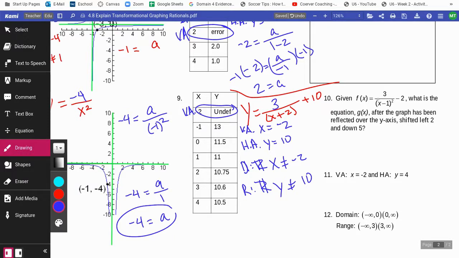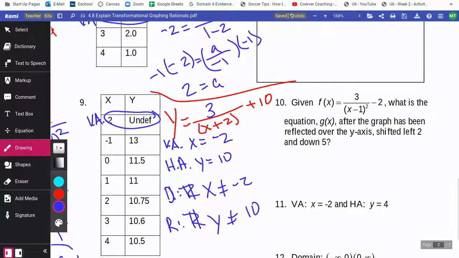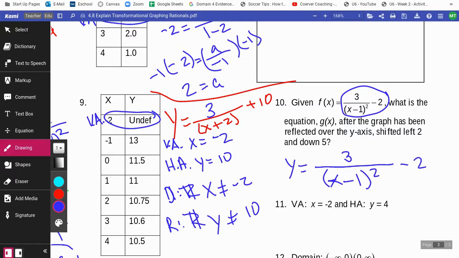So it says, number 10 here, given this equation, what is the equation after the graph has been reflected over the y-axis, shifted left 2 and down 5? So here's a little bit different. I'm starting with this equation. And I know from here I have to adjust different things. The first thing is reflected over the y-axis. Reflected over the y-axis means I have a negative down here with the b value.